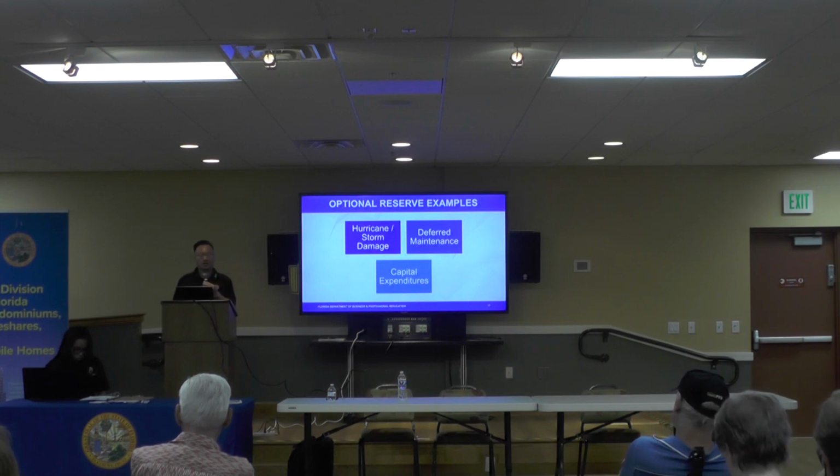For example, hurricane storm cleanup. We don't know when this will happen, but the property is very large and has a lot of trees. This type of event might have happened in the past, and if you want to prepare for the future, the name of the reserve must be defined as to the purpose of the reserve. For example, deferred maintenance and capital expenditure is appropriate. Titles such as contingency or general reserve are not permitted.